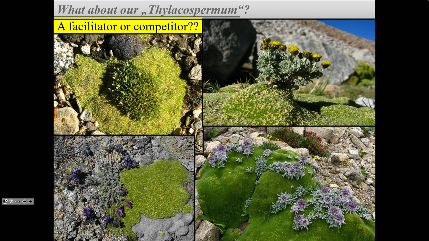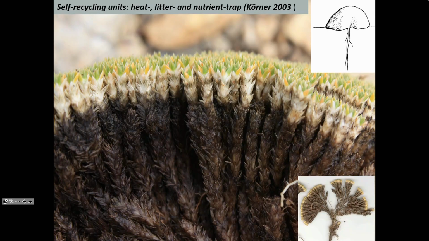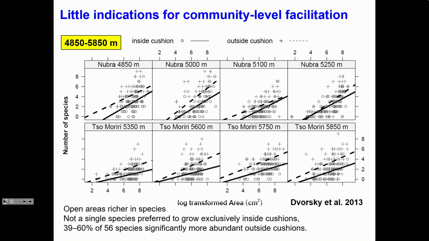the cushion and what is outside, and we compare the situation. Are plots outside and inside differing in species densities, individual plant densities, etc.? We did that at 2 different sites, always across the elevation gradient, and we found no support for positive effect of cushion plants on other species. So always there was more species outside than inside.